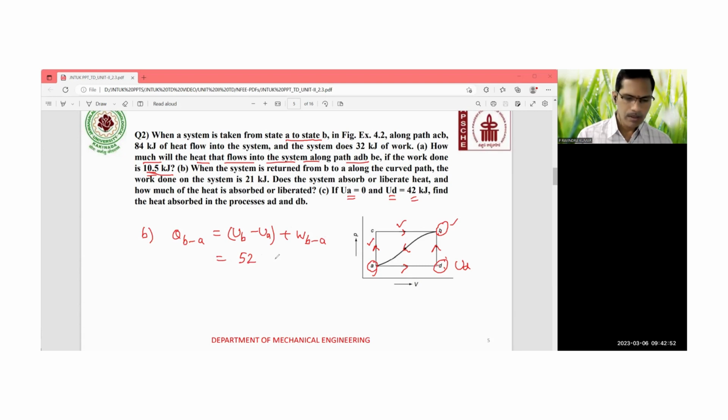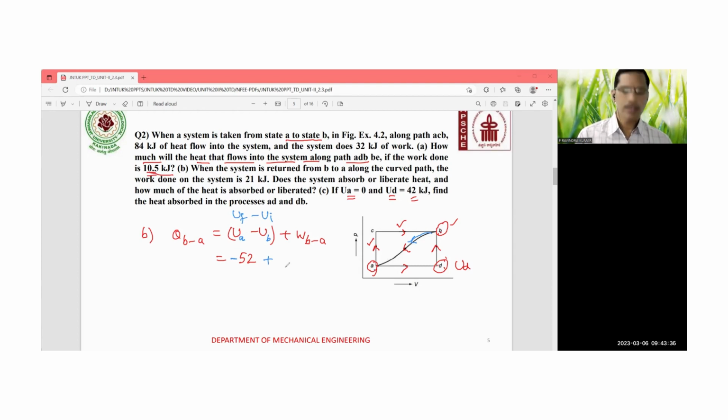So from B to A, one thing you should observe here is specifically this. When it is following the path B to A, what is the final one? It is always the final state minus the initial state, right? So it is always final state minus initial state. And then W B to A, here it is nothing but minus plus, right?